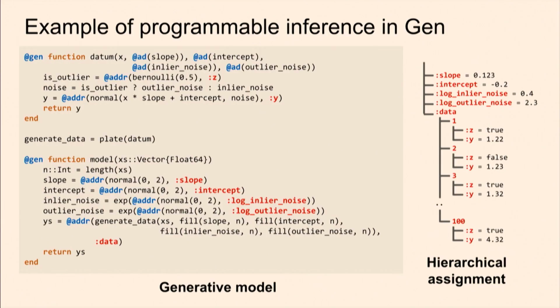At the top level, we have slope, intercept, and the two log noise variables. Those appear at top level in this assignment. All the y variables are located at hierarchical addresses. For example, the second y coordinate has address data, then 2, and then y. So basically, each function call introduces a sort of local namespace for random variables.